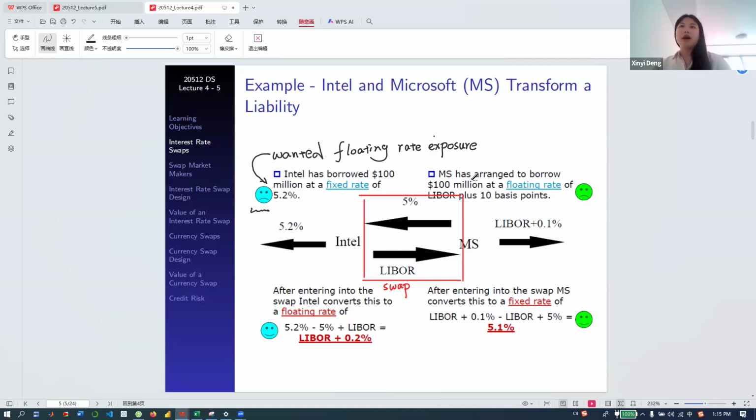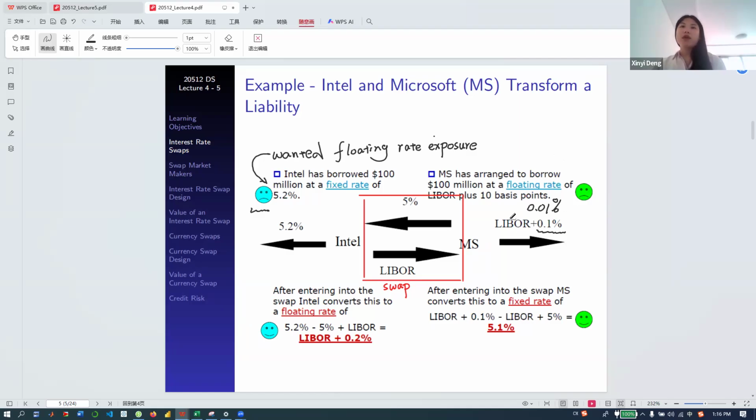Microsoft basically arranged to borrow 100 mils at a floating rate determined by LIBOR. So it's LIBOR plus 10 basis points, and 1 basis point is 0.01%. Therefore, 10 basis points corresponds to 0.1%. Again, we have a sad emoji here. That's because Microsoft also doesn't want this current exposure they have. They don't want this floating rate exposure, and instead they want the fixed rate exposure.